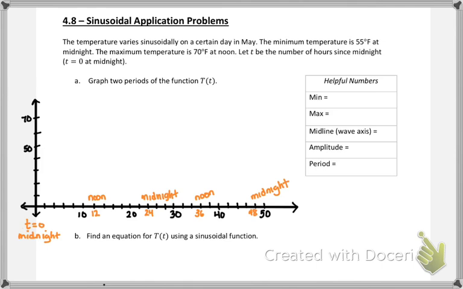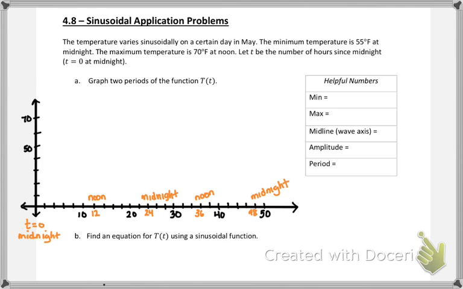And so the minimum temperature, we're going to say, is 55 degrees at midnight. Then as the day goes on, the temperature increases and you've got a maximum temperature of 70 degrees at noon. And then as the night comes, the temperature goes down again, and it kind of follows that sine wave model. So let t be the number of hours since midnight. t equals 0 is midnight.